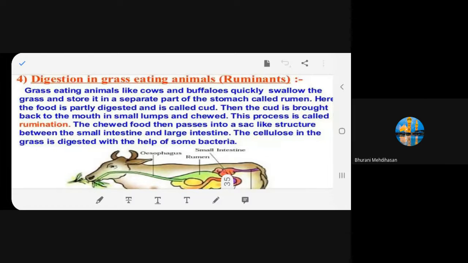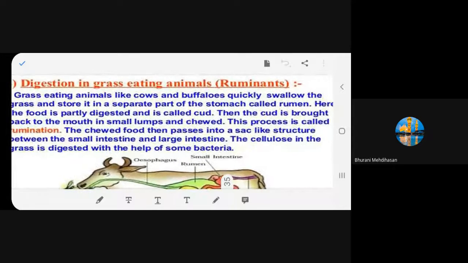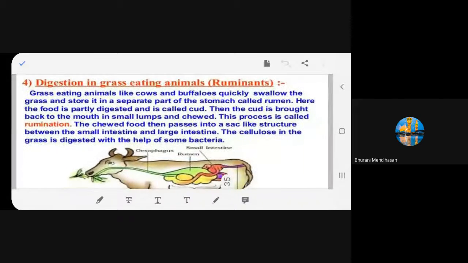Fine. Now, what is happening in ruminants, that's cows and buffaloes? You must have observed that the cows are always moving their mouth. They're always chewing something. Have you observed that? They swallow the grass and it goes straight into the stomach. There's a portion of the stomach called rumen. So that half chewed grass goes into the rumen and stays there. That food is partly digested.